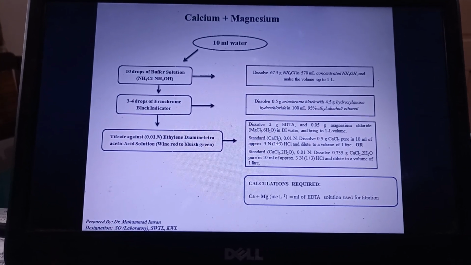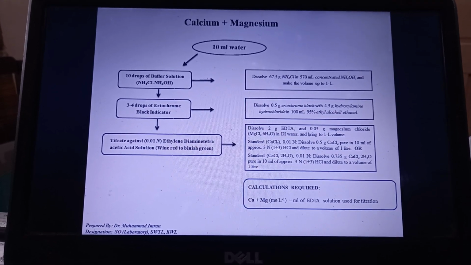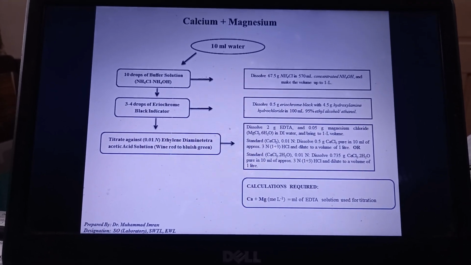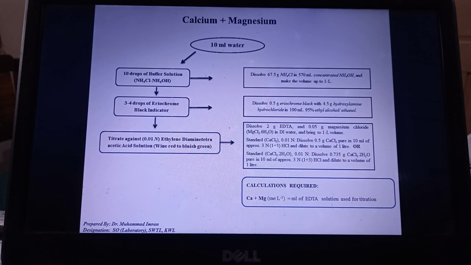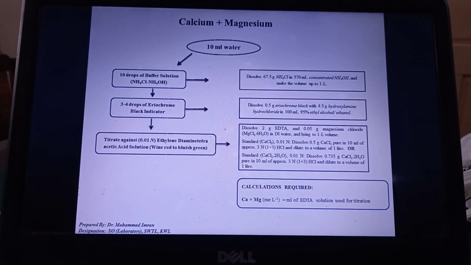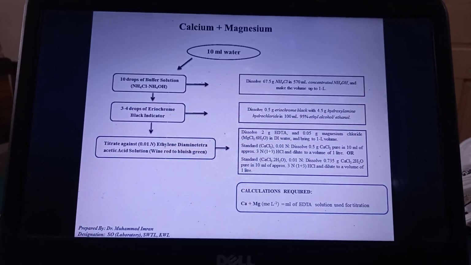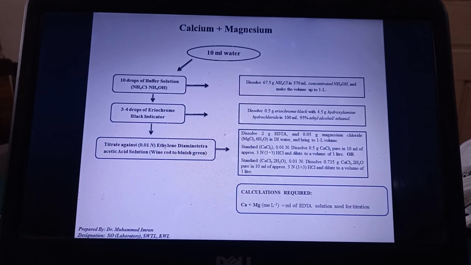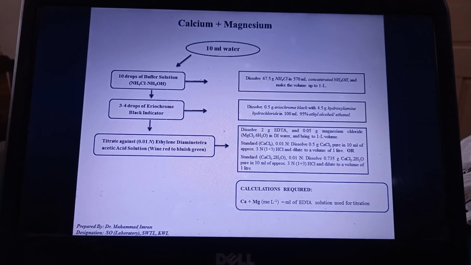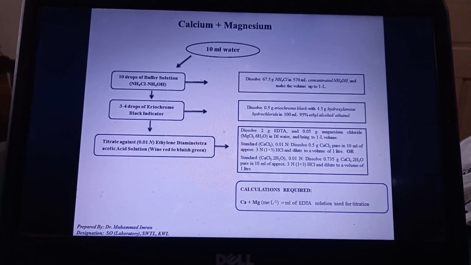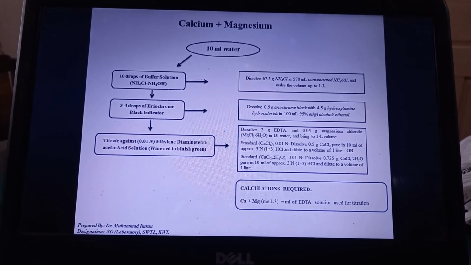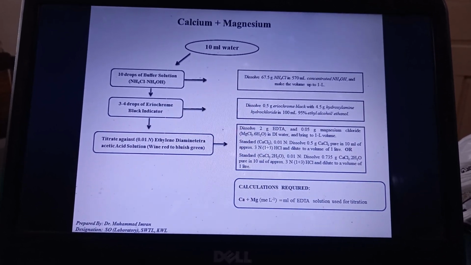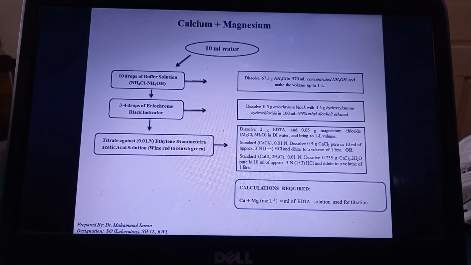Today we will discuss the determination of calcium and magnesium in water. This is a very simple flowchart for the determination of calcium plus magnesium in water. Here are some solutions that we have to prepare before the determination of calcium and magnesium.